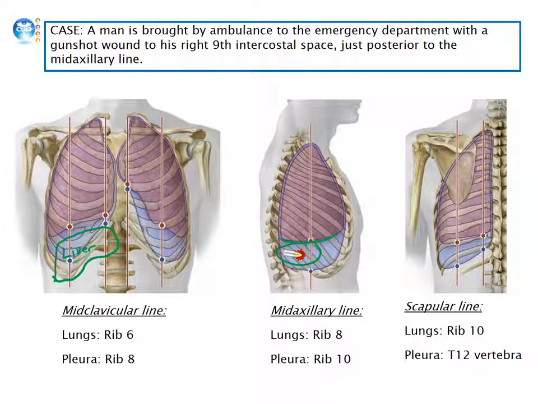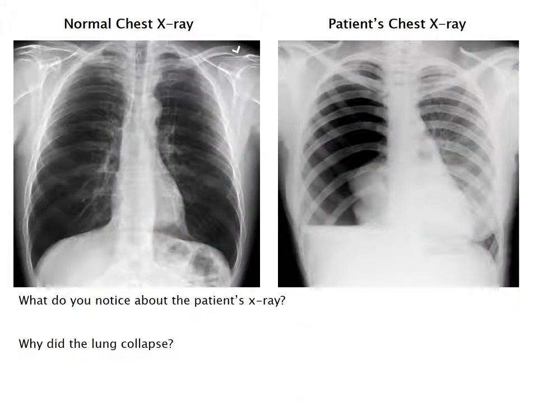When you perform a physical exam on this patient, you find that he has no breath sounds on the right side, and so you decide to order a chest x-ray. So what do you notice about the patient's chest x-ray compared to the normal x-ray on the left?